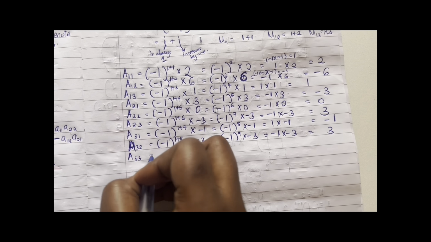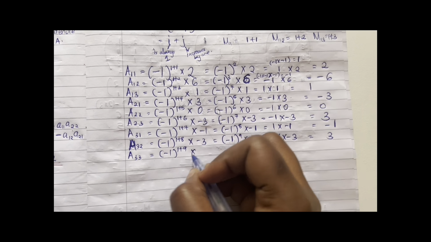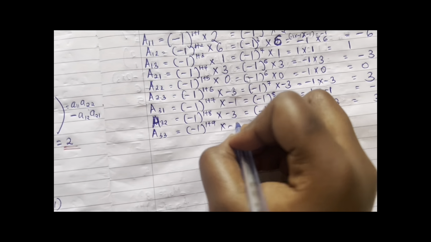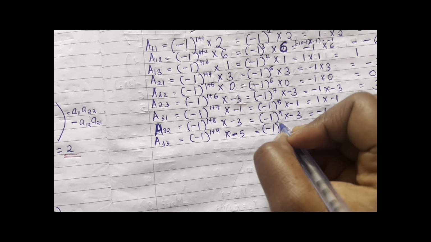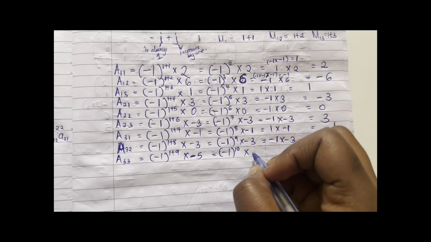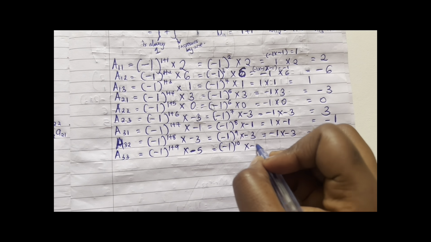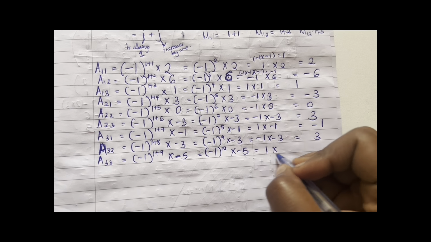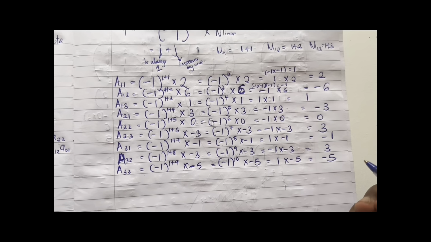Then A33 is equal to negative 1 power 1 plus 9 times negative 5. We'll have negative 1 power 10 times negative 5. That's an even number, so it's a positive 1 times negative 5. Our answer is negative 5.